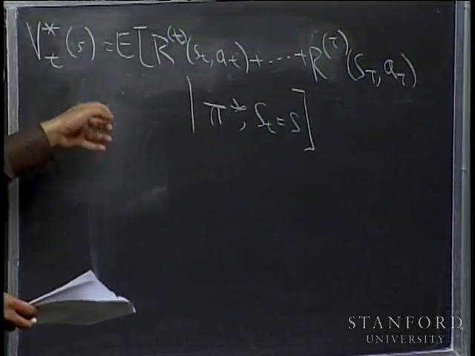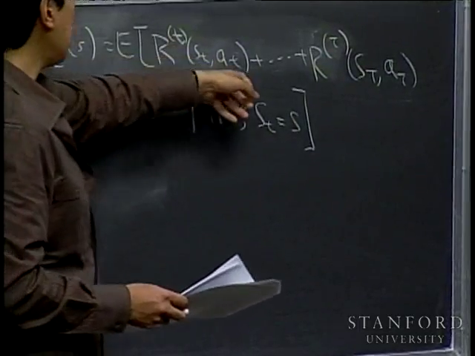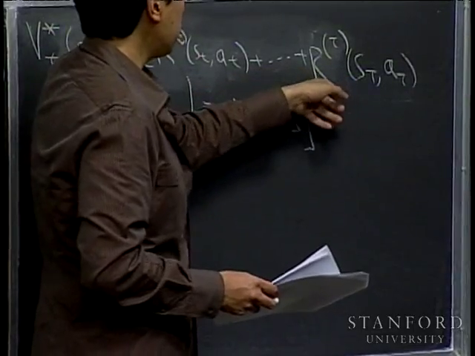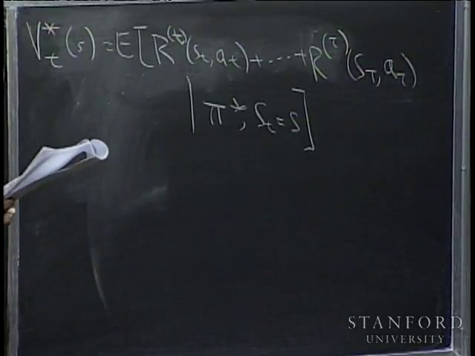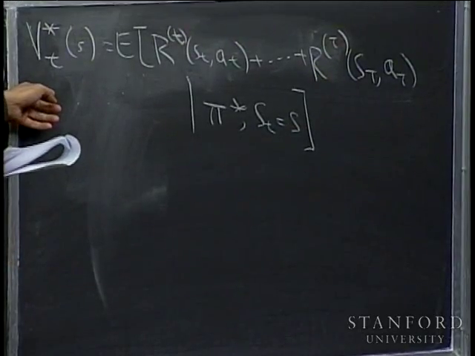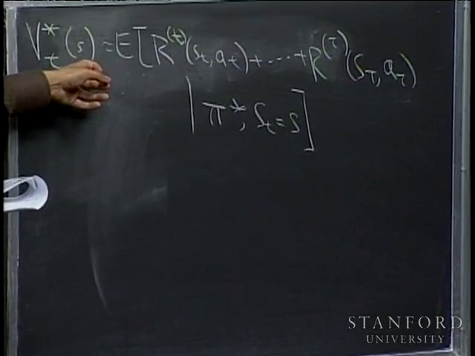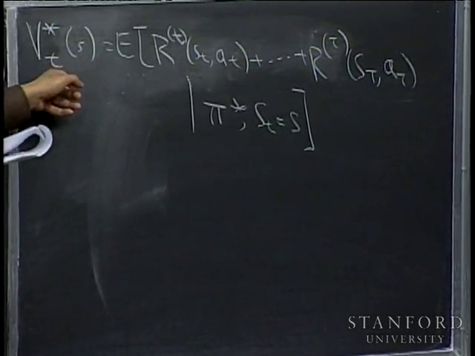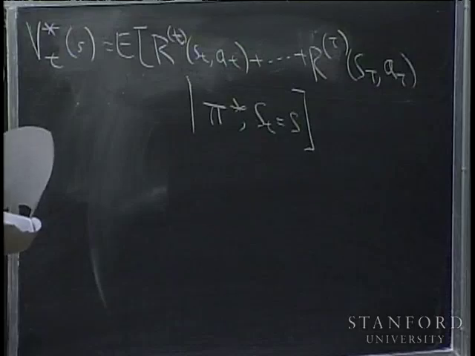Does that make sense? And therefore, the sum on the right sums only from time t plus 1, time t plus 2, up to time capital T. Just stated in English again, this is your optimal expected total payoff if you start your system in a state S and if the clock is already at time lowercase t.